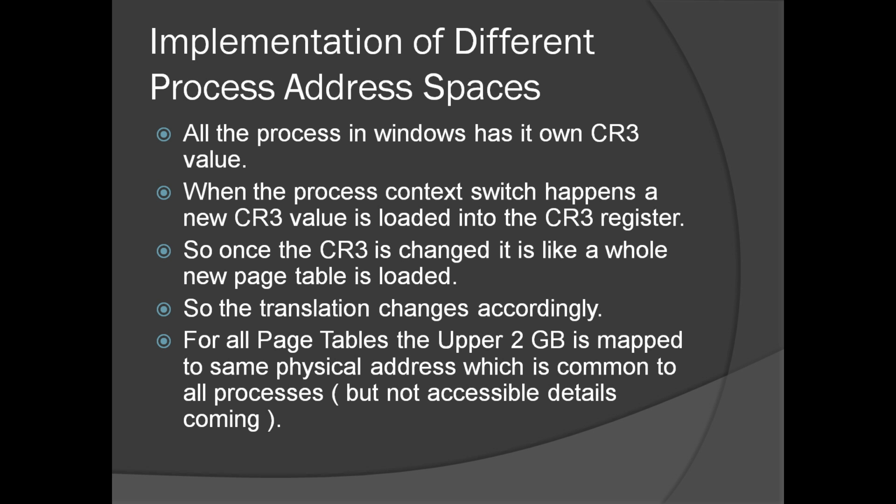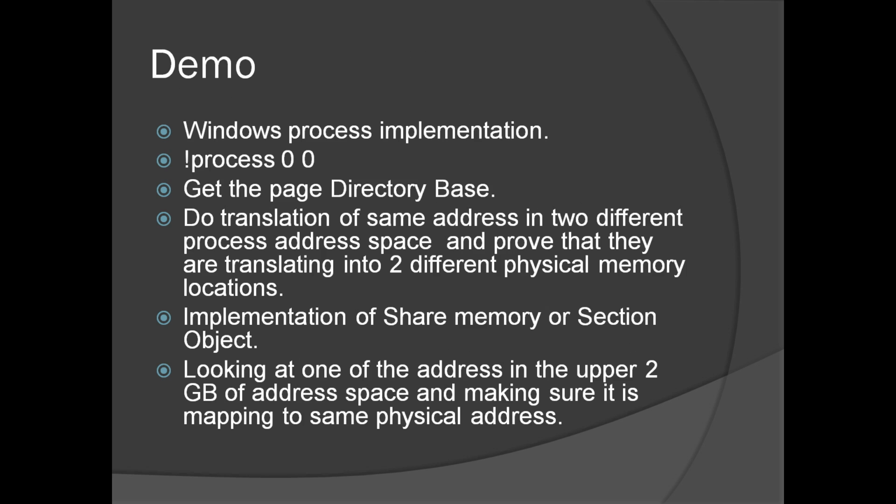For all the page tables, the upper 2 GB is mapped to the same physical address, which is common to all processes, which is the kernel address space. That's why we say the upper 2 GB, or the kernel address space, is common to all the processes, because it maps to the same physical address. But the lower 2 GB may or may not map to the same physical address. If you are referring to the private bytes in user mode, it'll be mapping to a different physical memory, either in the page file or in RAM. We'll see that in the demo.